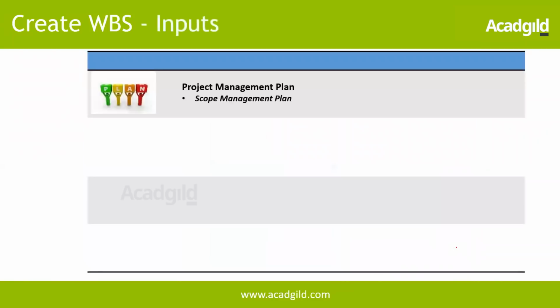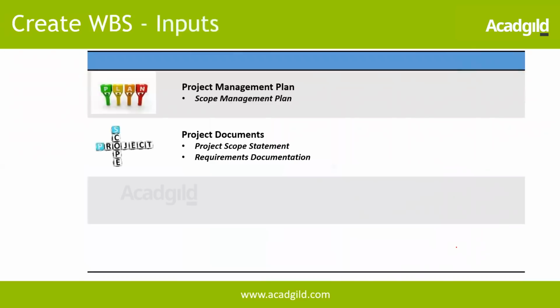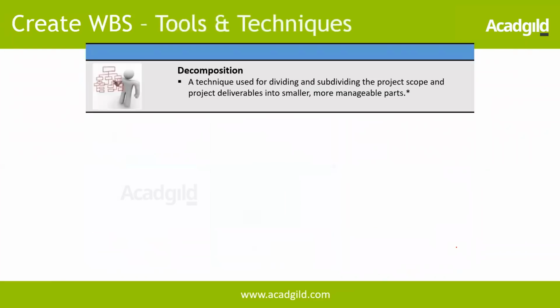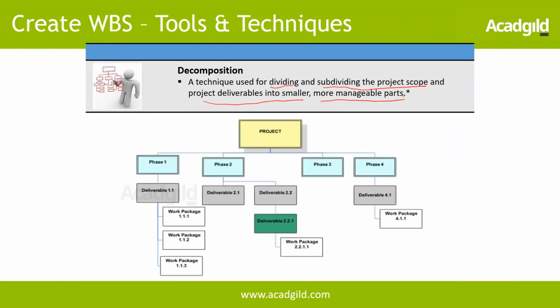So let's look at the inputs. The scope management plan is an input as part of the project management plan. Then the scope statement and requirements documentation from the project documents, EEF and OPA. Pretty simple outputs, which we have already seen. Decomposition. This is the important technique that we need to know. It is a technique used for dividing and subdividing the project scope and deliverables into smaller, more manageable parts. So I keep subdividing it. We can see an example here.